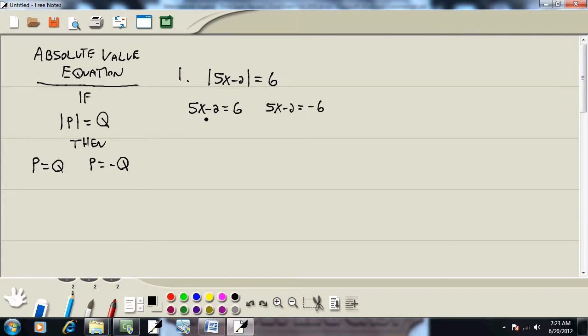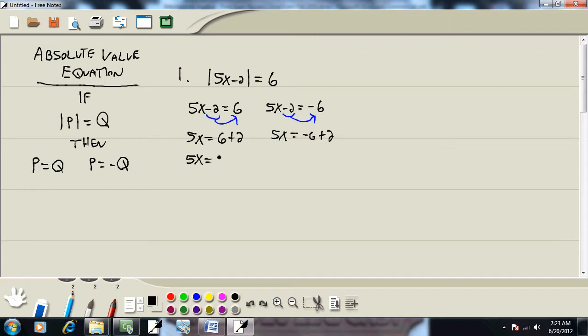First step, get rid of parentheses. Second step, get rid of fractions. Don't have either one of those. Third step, get everything with an x on one side, numbers on the other side. So I take the negative 2 over there. And I'll take negative 2 over there. You take any number across your equals, your sign changes. So negative 2 becomes a positive 2. Same here. The negative 2 becomes a positive 2.